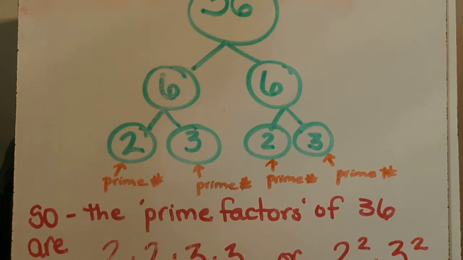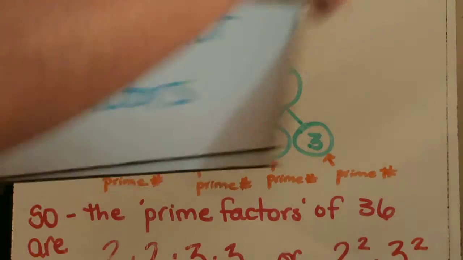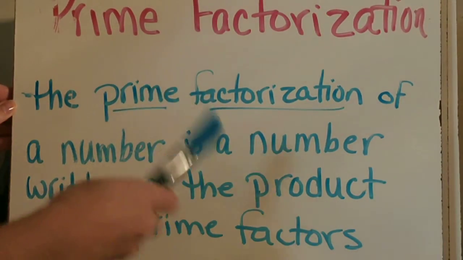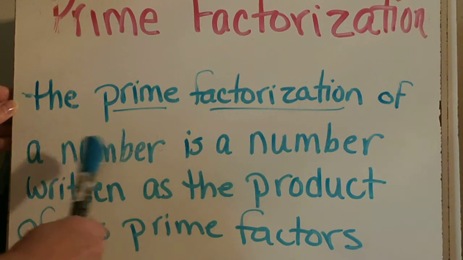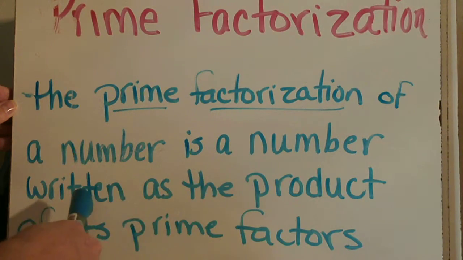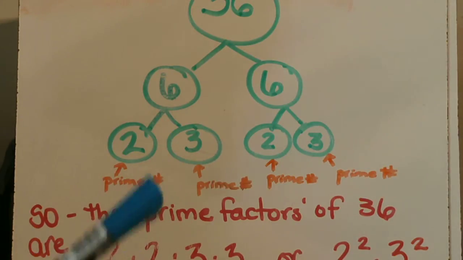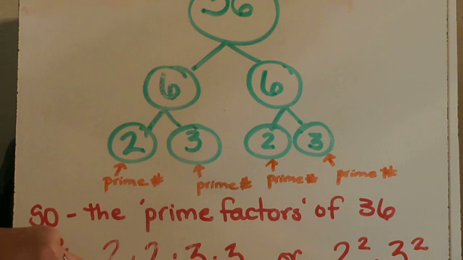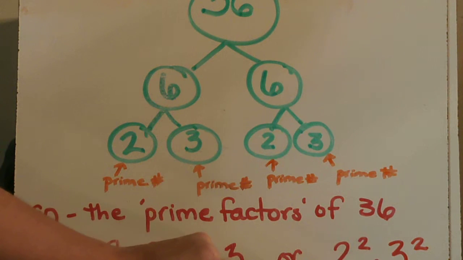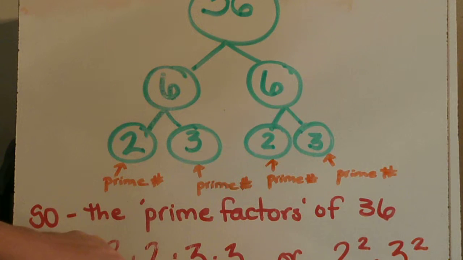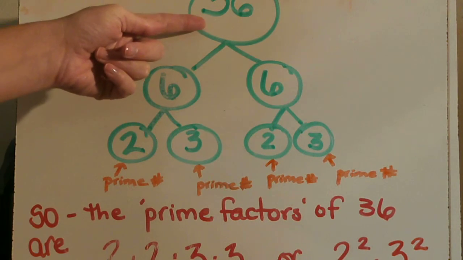Or this can be written as 2 squared times 3 squared. Going back to that definition, the prime factorization of a number is a number written as the product of its prime factors. If we go back to 36 and we see 2 times 2 times 3 times 3, well, 2 times 2 is 4, 4 times 3 is 12, 12 times 3 is 36.